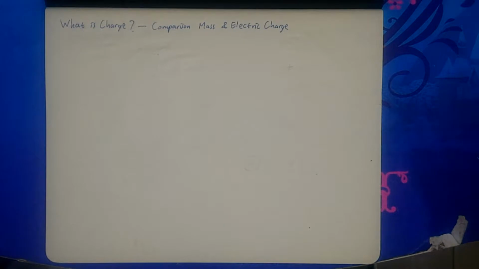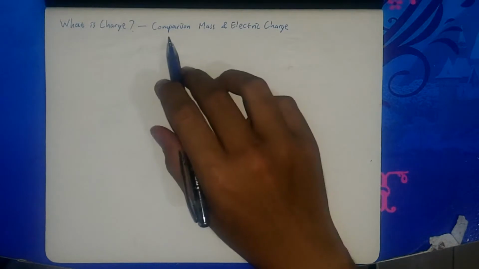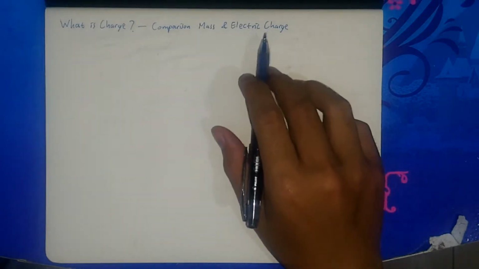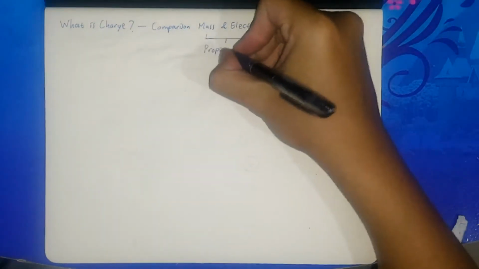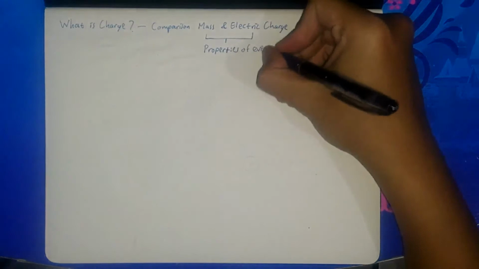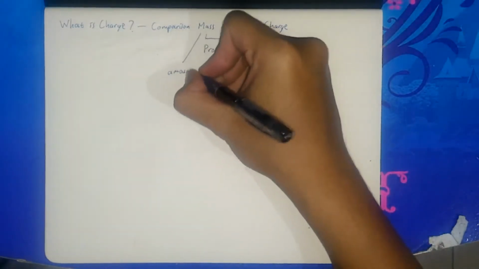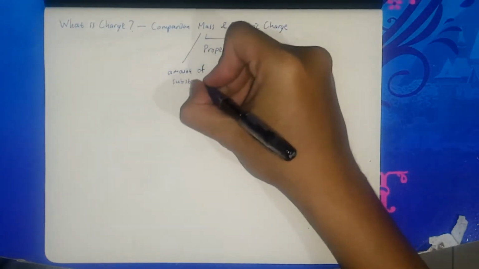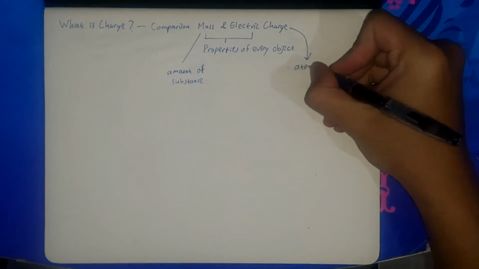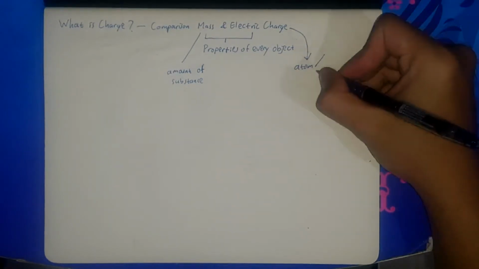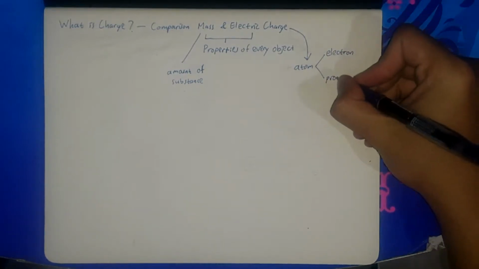Hi, in this video, I want to talk about what charge actually is, and also make a comparison between mass and the electric charge of an object. I think both mass and electric charge are properties of every object. On one hand, mass talks about the amount of substance an object has. On the other side, electric charge is a property related to atoms. So electric charge is related to the amount of electrons and protons an object has.